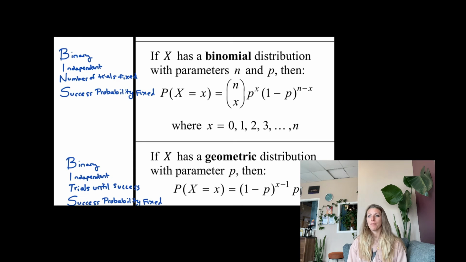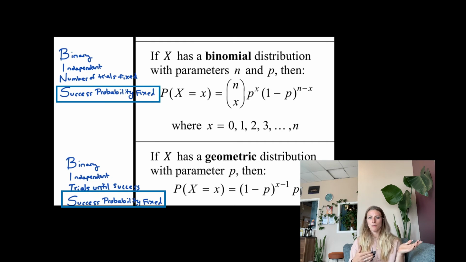For both of them, you need to have binary data. So yes or no, black or white, 1 or 0. It's not continuous. You have two options, success or fail. So binary, and the trials have to be independent of each other. So if you're pulling cards out of a deck, you have to put the card back, shuffle it again, and then repeat. You can't take it out and then take out the next card without putting the first one back, because then it's no longer independent. And both of them need to have the probability of success fixed. Your probability of success can't change from one trial to the next.